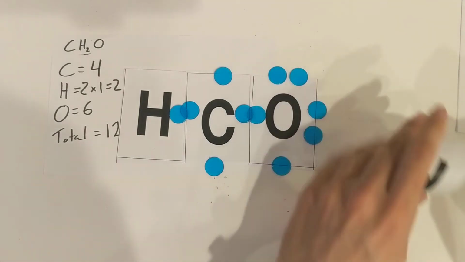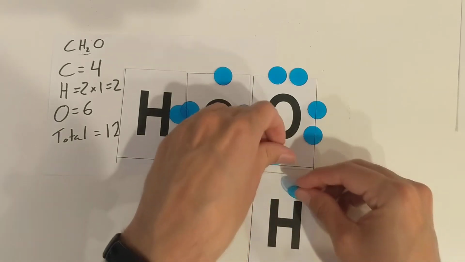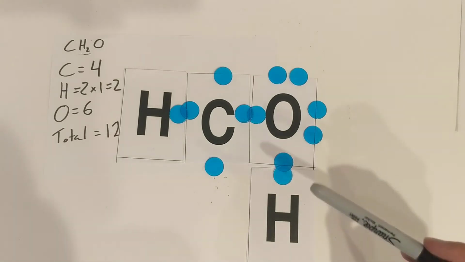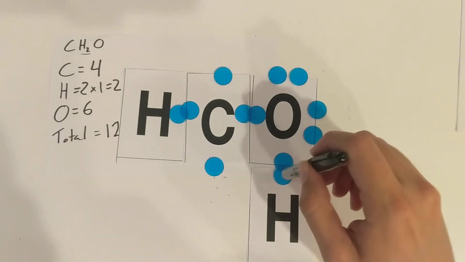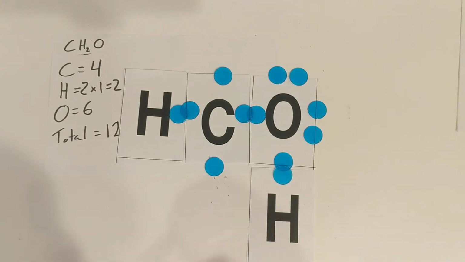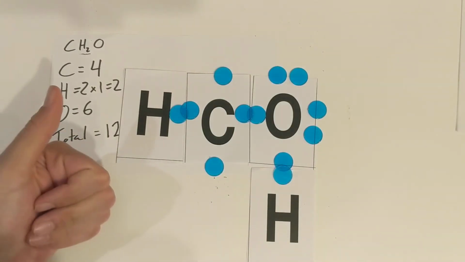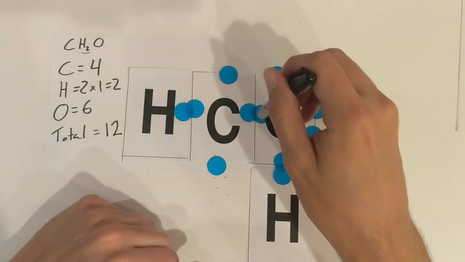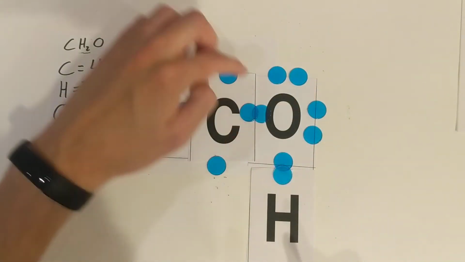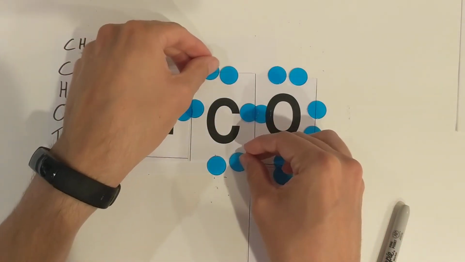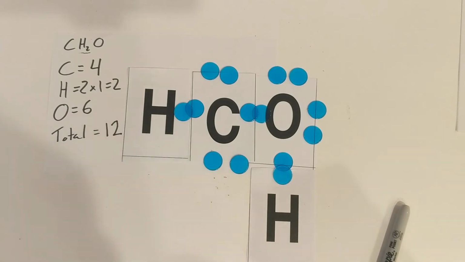So a common mistake might be to bond this hydrogen to the oxygen and just say 1, 2, that hydrogen's happy. 1, 2, this hydrogen's happy. 1, 2, 3, 4, 5, 6, 7, 8. That oxygen is happy. 1, 2, 3, 4, 5, 6. The only one that's not happy is the carbon. And another common mistake might be to just add a couple more dots. No one's going to notice. But in the end, when we're doing our check, we'll find out if we added any extra.